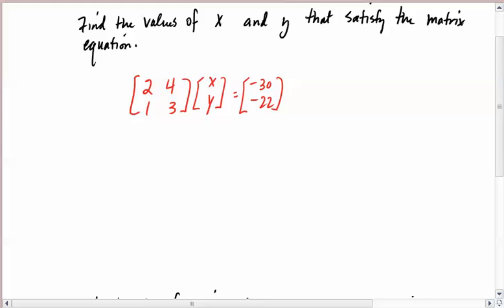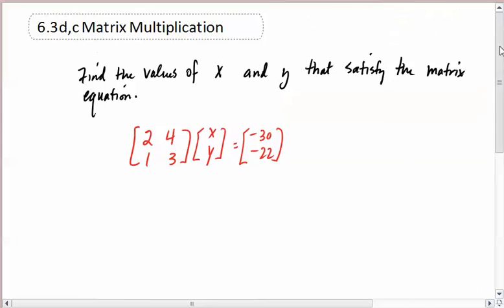Take a look at finding values x and y that satisfy a matrix equation when it's already in the augmented matrix. It's already set up in an augmented matrix. So we're going to continue to multiply, and it's under the title of matrix multiplication.